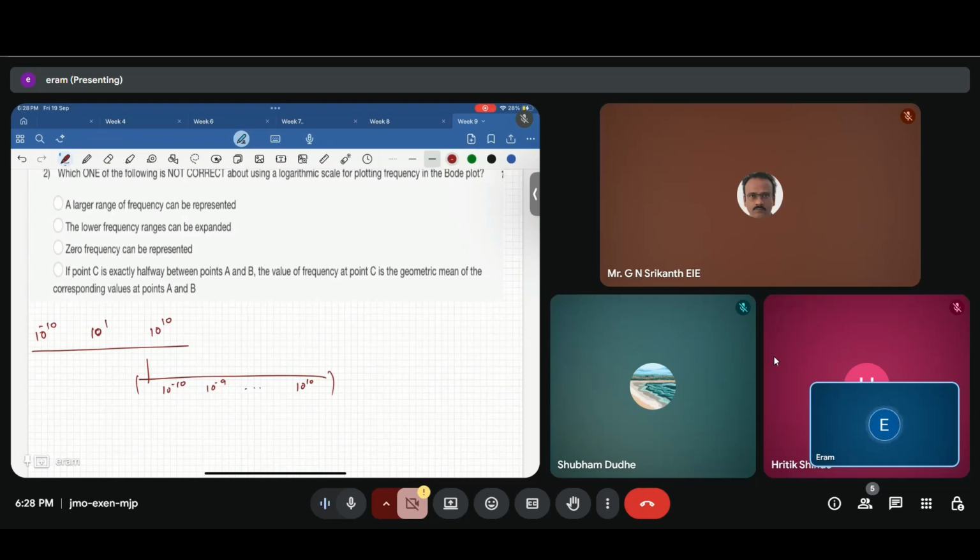And similarly, lower frequency ranges we can also represent, because we can represent 10 to the power minus 9, 10 to the power minus 8, etc. So these are low frequency ranges. Okay. And can we represent zero frequency in Bode plot?